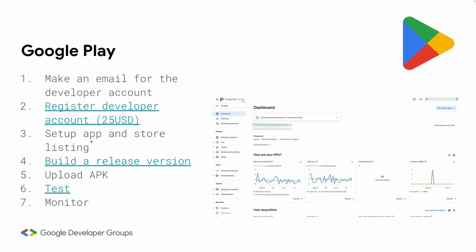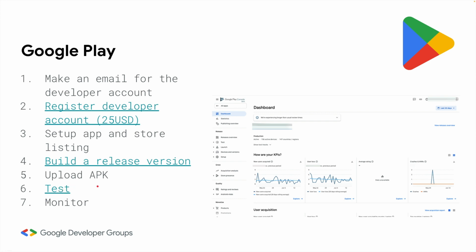Then you need to set up your app and your store listing with the screenshots and the description of what your app is. You need to build a release version. Here's the link of how to build your release version. You upload your APK. You do some tests and you monitor. Now, this test step is new because Google is requiring us to have our app in the test track and test it first before we can take it live. That's a new requirement that's just come up. There's a link on what this is. It just means that you need to have 20 people test your app before you can take it live.